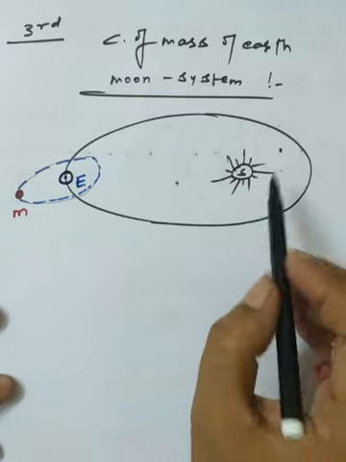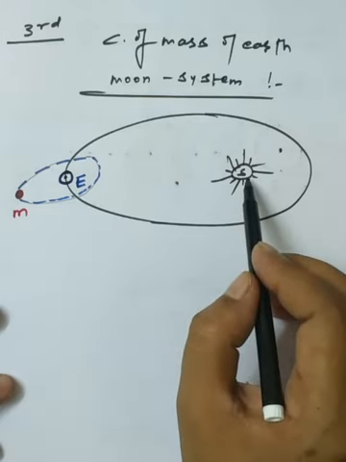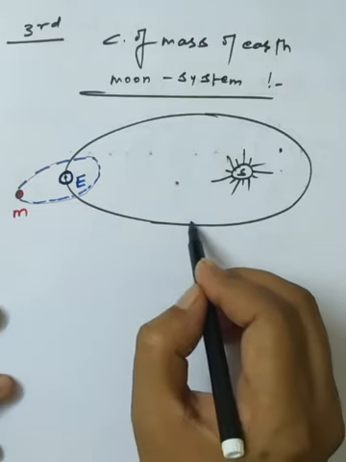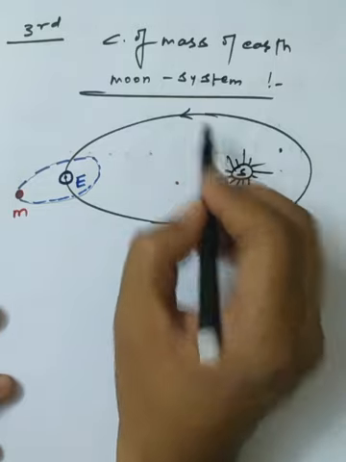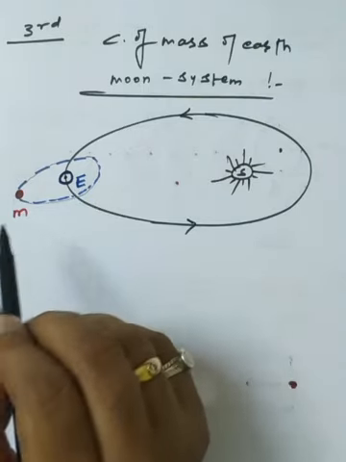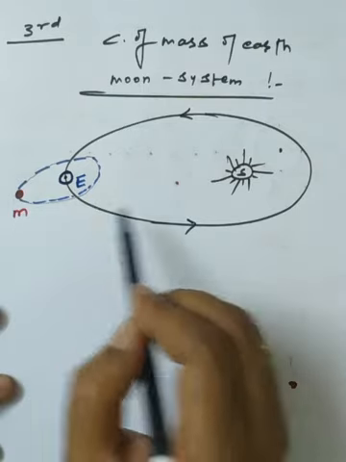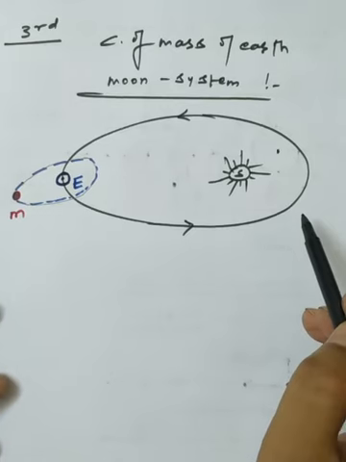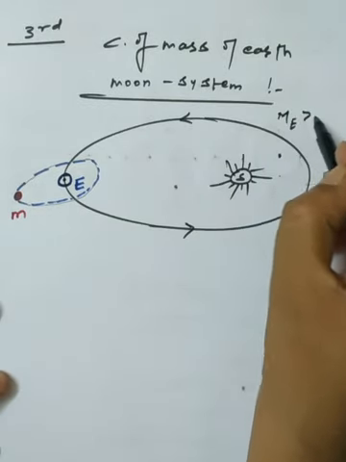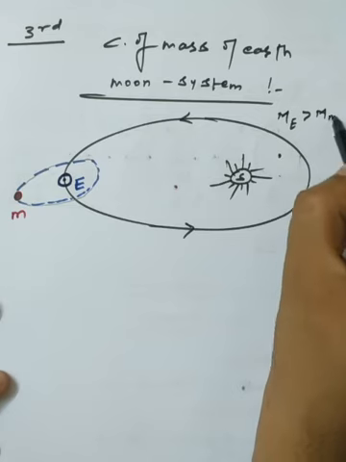So I have taken the movement of the planets, and the sun is at the focus, and definitely Earth is revolving around the sun in a particular orbit. Now around the earth the moon is rotating, and definitely there is a huge difference between the mass of the earth and the mass of the moon. So definitely the mass of earth is greater than the mass of the moon.